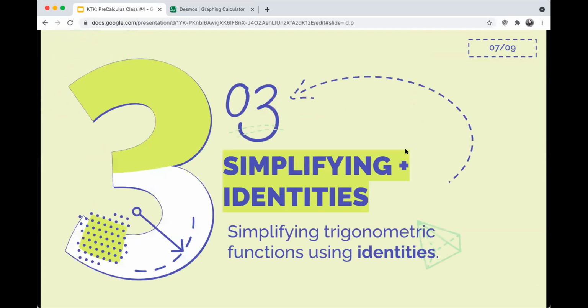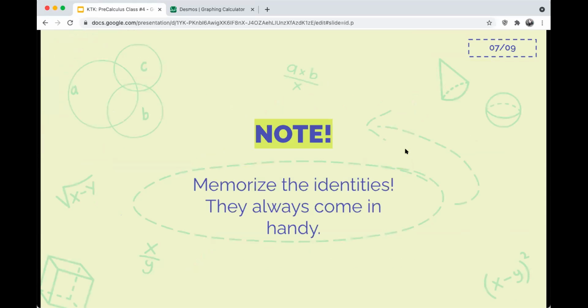All right. And now we can go ahead and move on to part 3, which is simplifying trigonometric functions using these fundamental identities. And first, we're going to go over the identities. Here's a quick note: memorize the identities. They will come in handy.